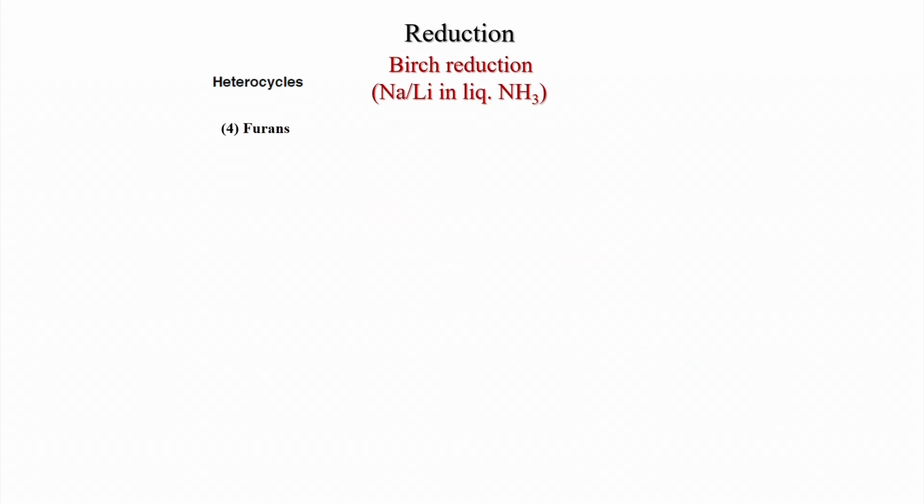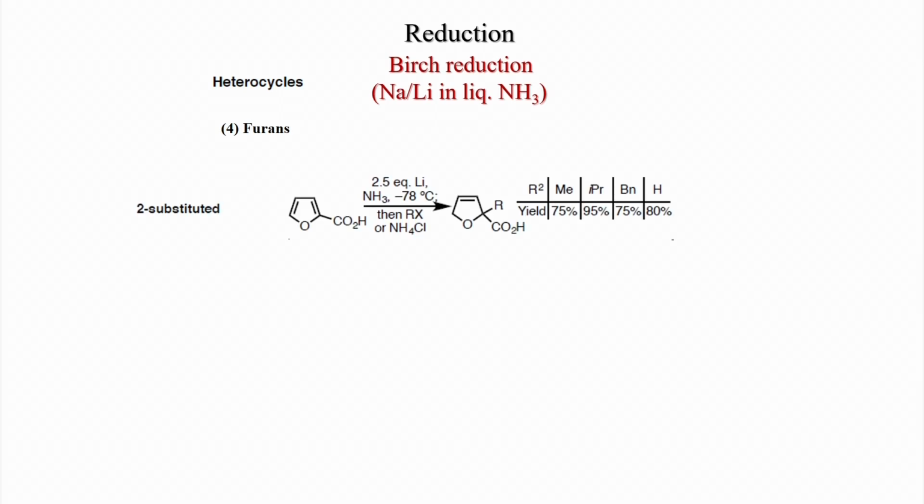Furan can also be reduced under Birch reduction conditions. Here, a 2-substituted furan is used with CO2H, which we know is an electron-withdrawing group. After treatment with 2.5 equivalents of lithium in liquid ammonia at -78, you then treat with alkyl halide or ammonium chloride, which is a proton source, and you get 2,5-dihydrofuran.